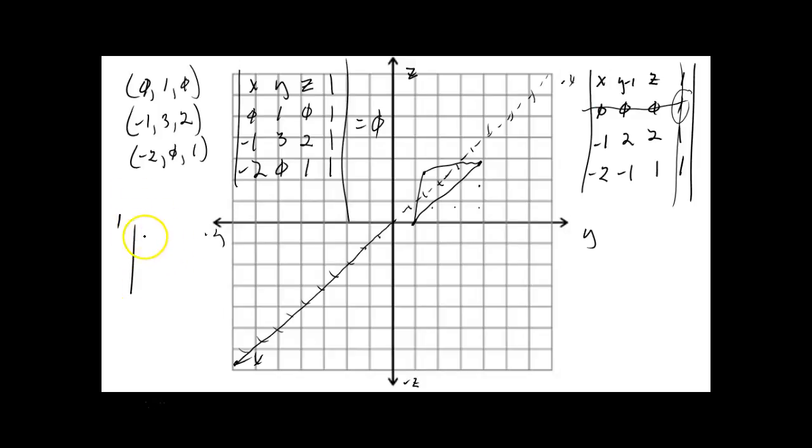I'm going to do it down here. X, y minus 1, z. That's not negative. What, the one there? Okay.